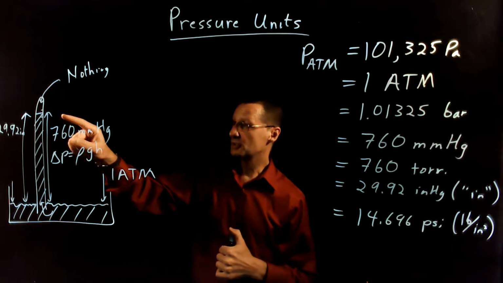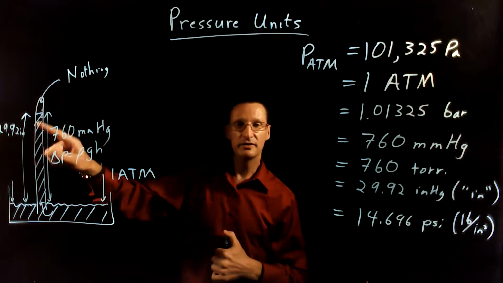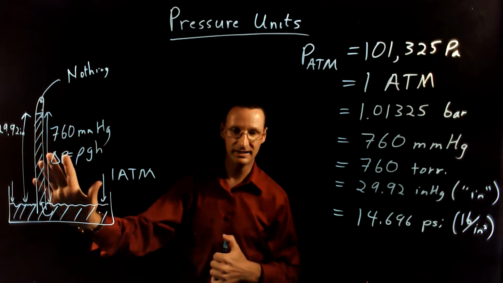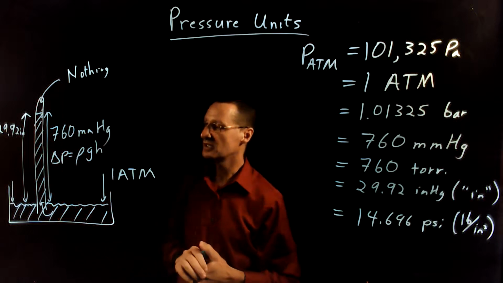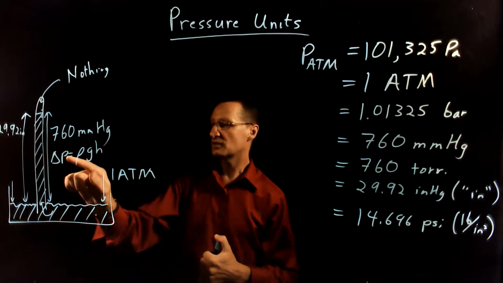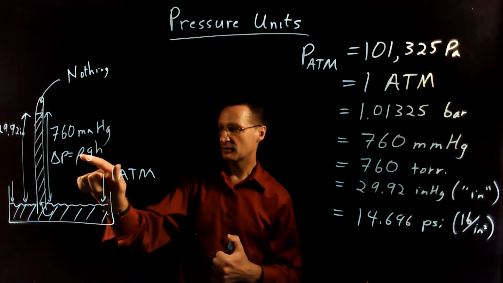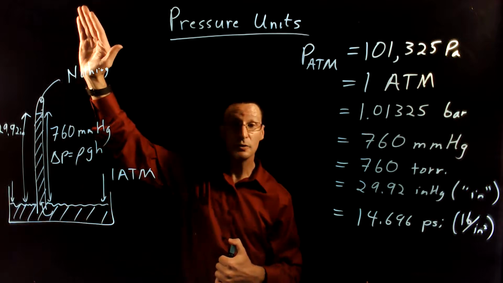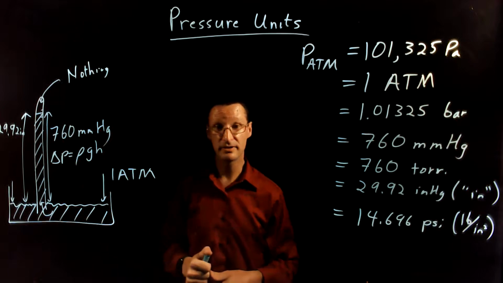As a challenge to you, why don't we use water? Water is so much more convenient than getting mercury, and it's less toxic too. So why don't we use water to do this? What you should do is compute this rho g h for water and see how tall the tube would need to be if you measure this with water.